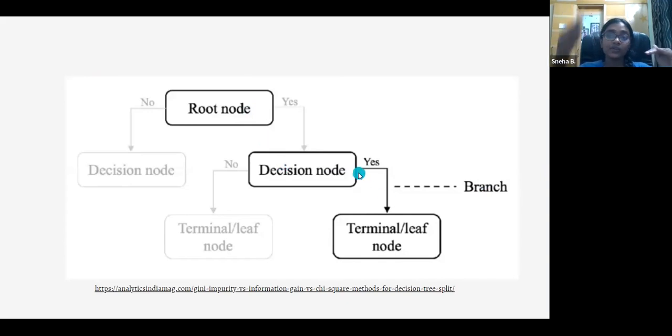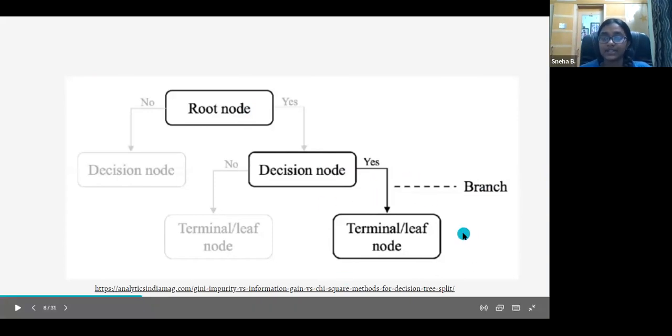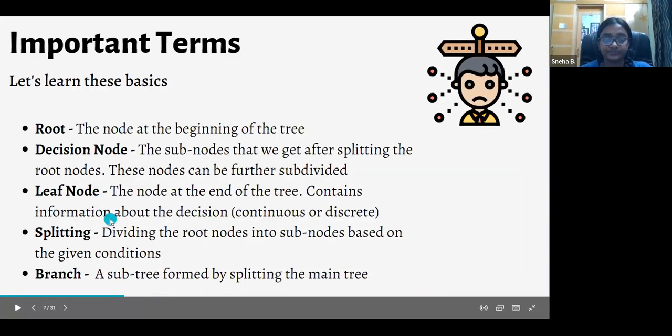Well, it only has an arrow coming to it. It has no arrows going out of it. So this is where it terminates. That's why it's known as a leaf node or a terminal node.